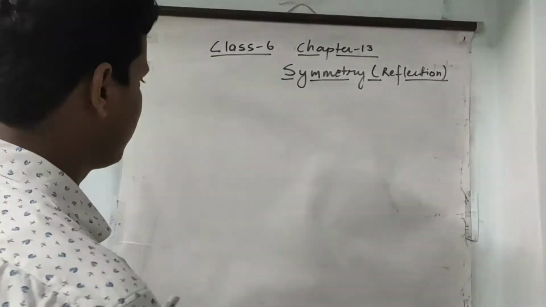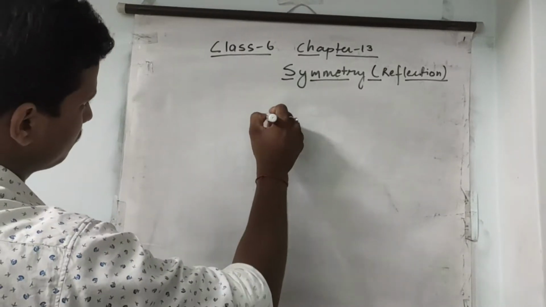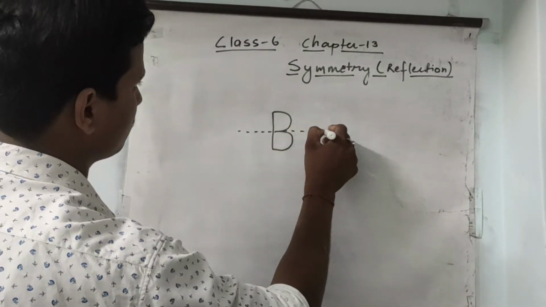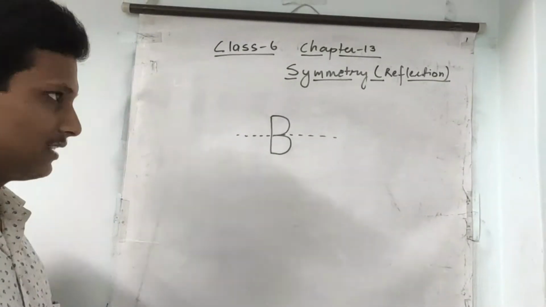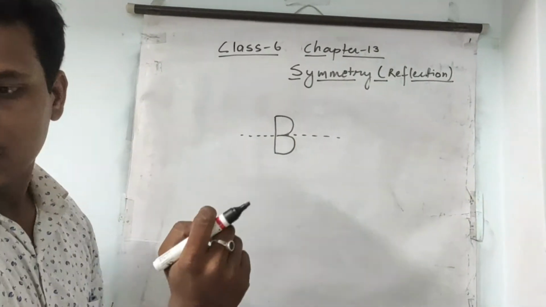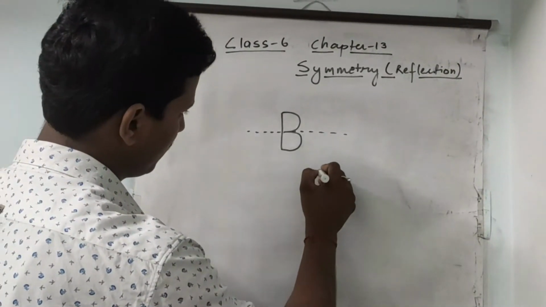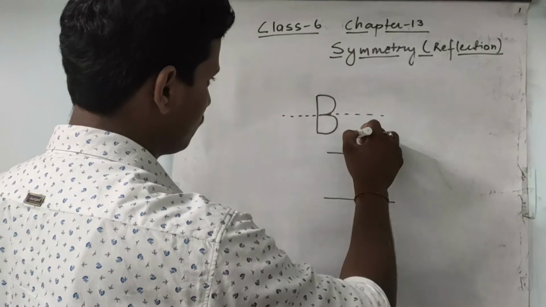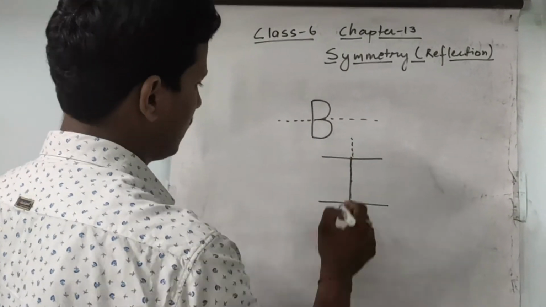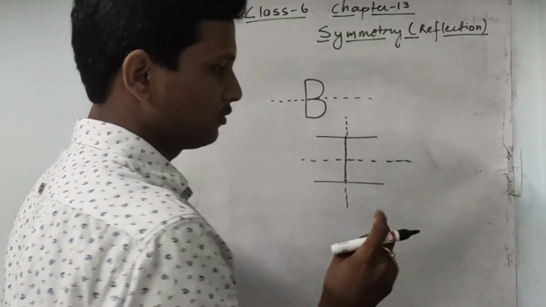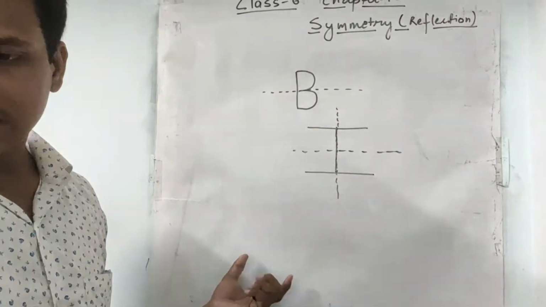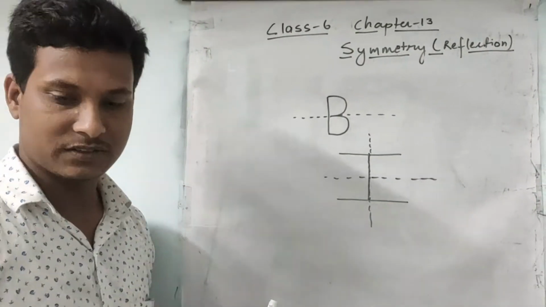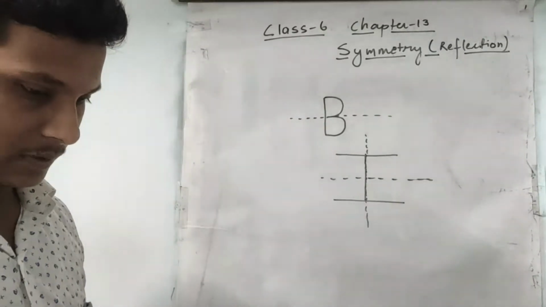Now I am taking some alphabets, like the alphabet B. If we draw the line like that, both parts are identical to each other. That is the line of symmetry in B. Suppose you want to make a line of symmetry in I. One line of symmetry we can draw from here, and another from here also, so it has 2 lines of symmetry. We can draw lines of symmetry in alphabets also, but only capital alphabets.